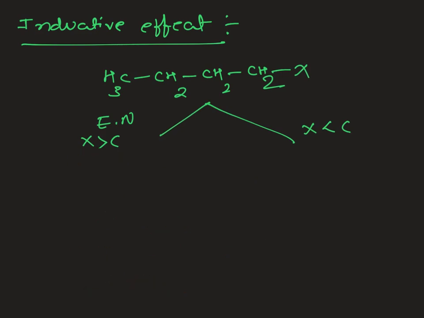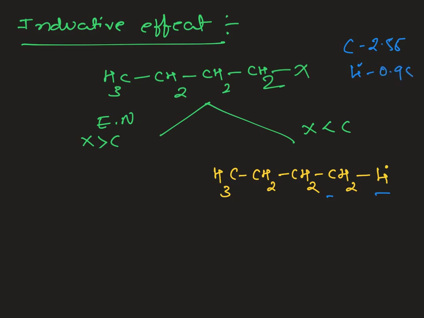So the condition of case 2 is X should be less electronegative than carbon and hydrogen. I am taking an example, butyl lithium. In this case, carbon and lithium. Carbon is having an electronegativity of 2.55 and lithium is 0.98. Here carbon is more electronegative than the electropositive element lithium.